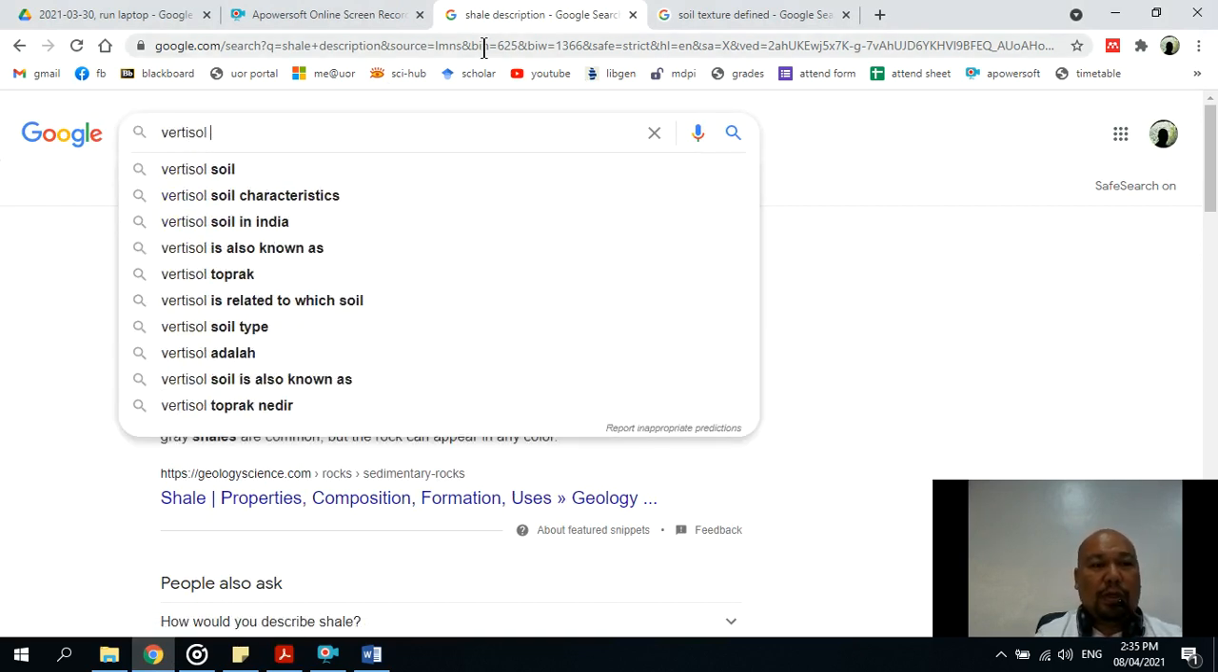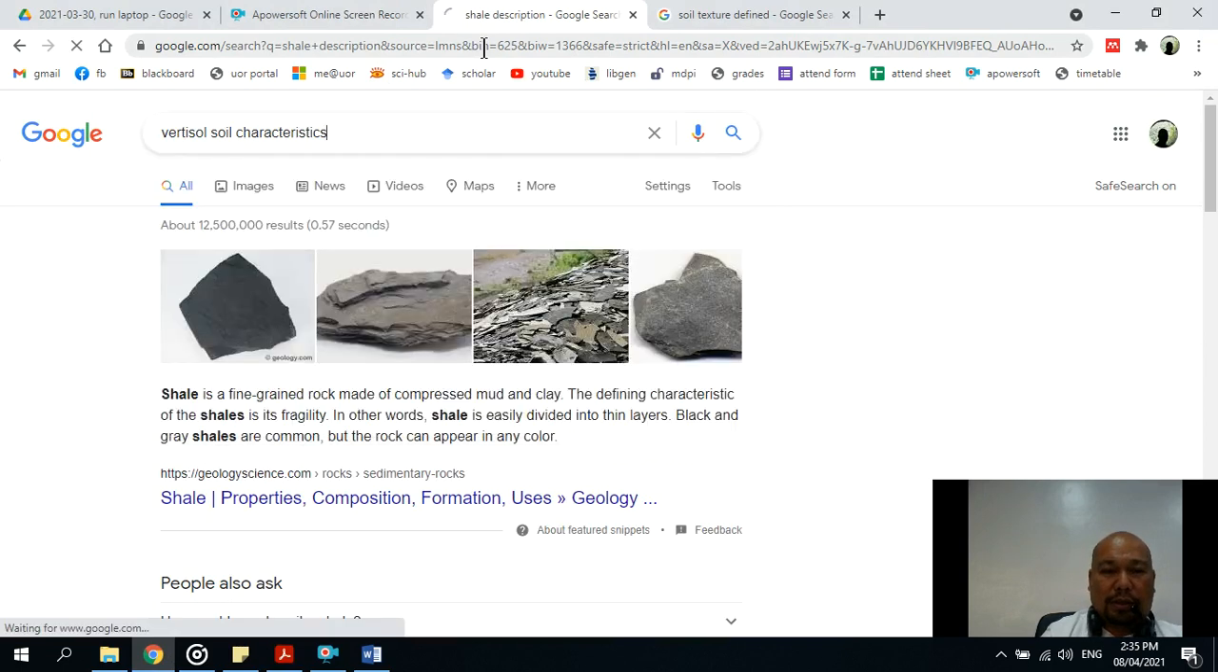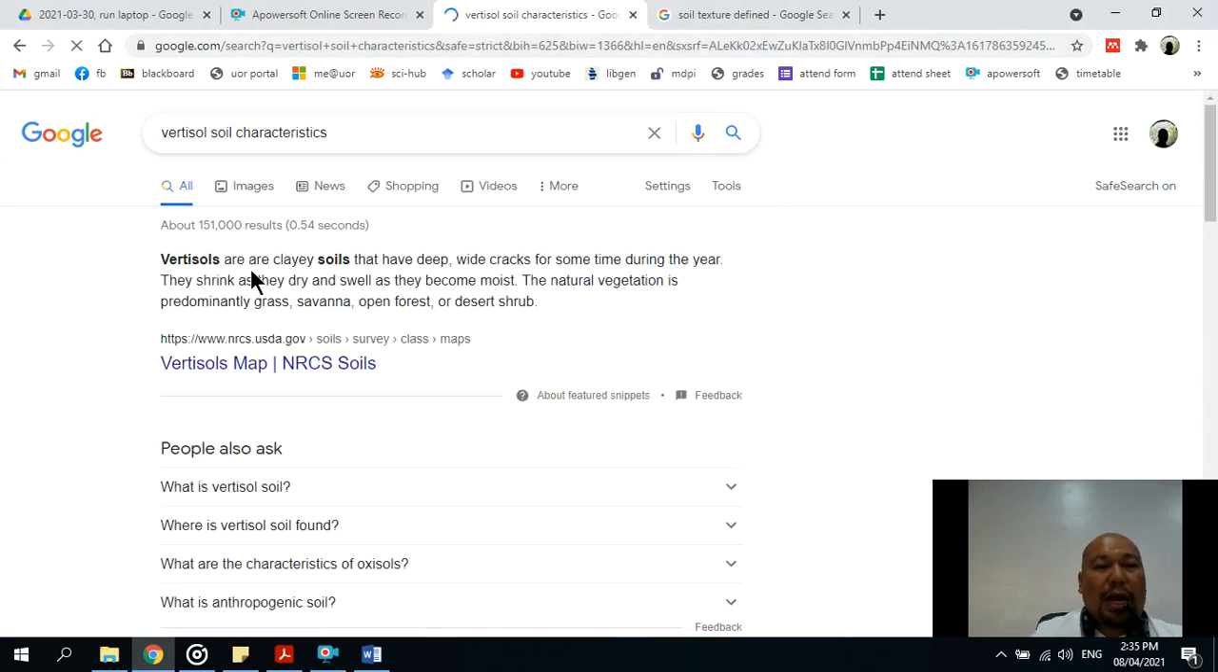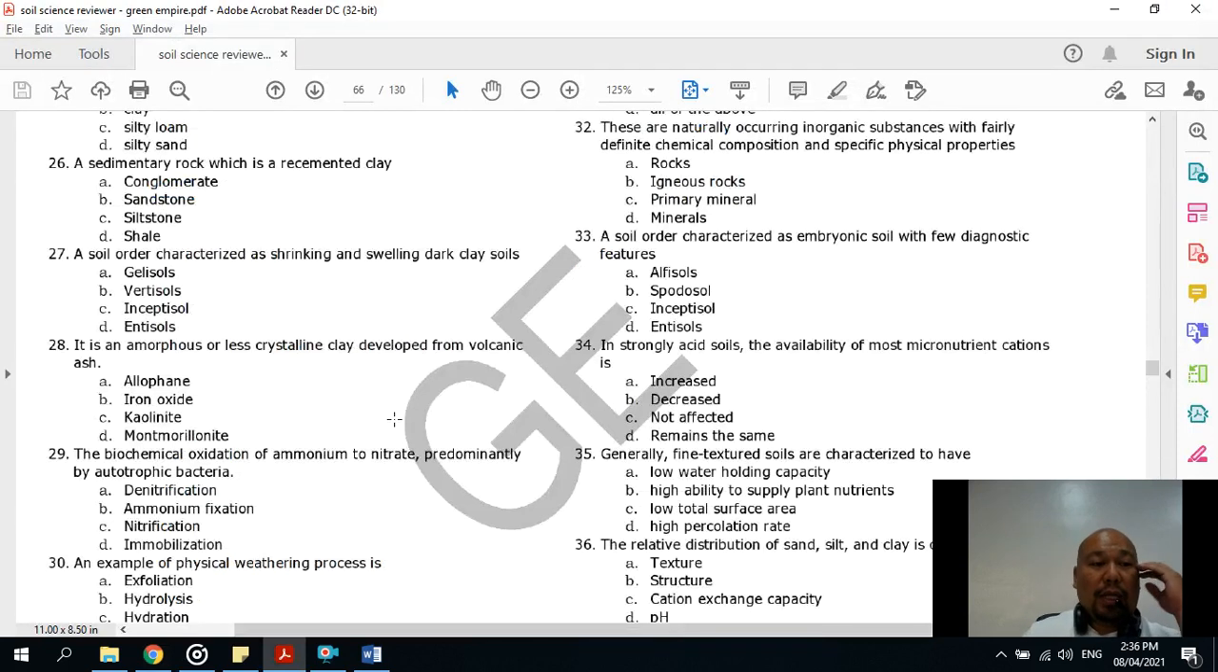Vertisol characteristics. Okay, yun. Are clay soils that have deep, wide cracks, and for some time during the year, they shrink as they dry and swell as they become moist. See? I just told you that kaganiha. This is one of those things that I sort of memorized over the years.